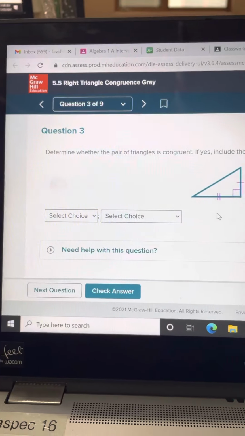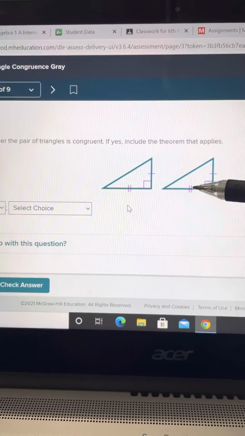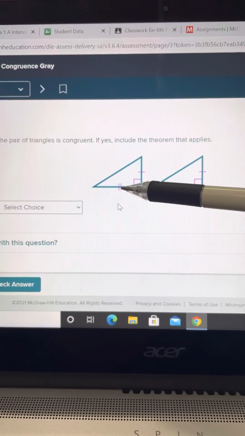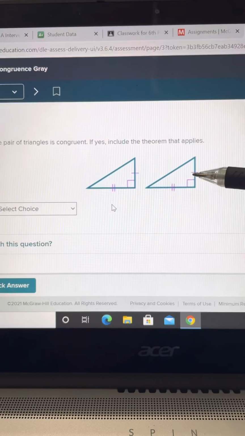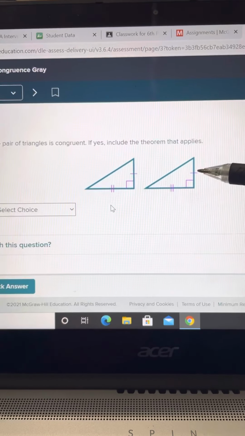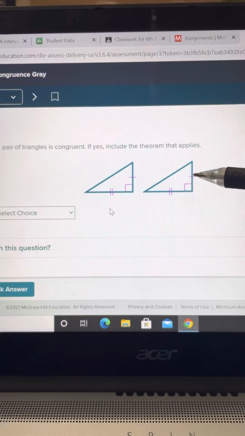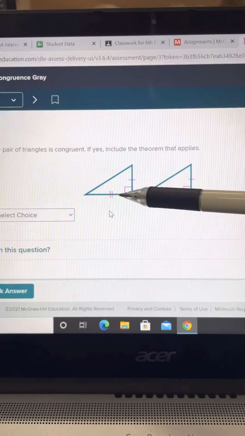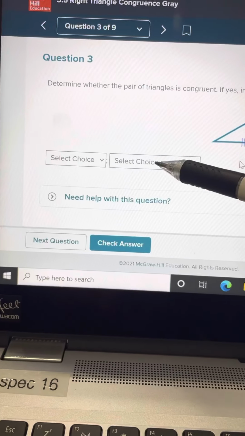For number 3, these two triangles, we have these hash marks mean that these two sides are going to be congruent. This one hash mark, these two sides are going to be congruent. Obviously the 90 degree angles are congruent, so we have a side angle side situation here. So we're going to have yes and side angle side.